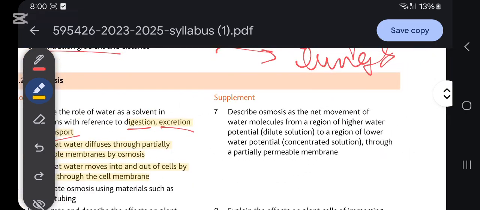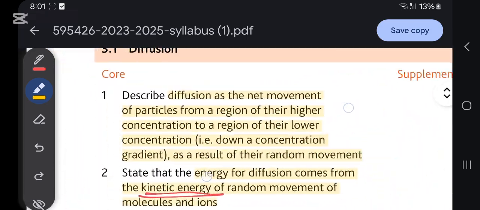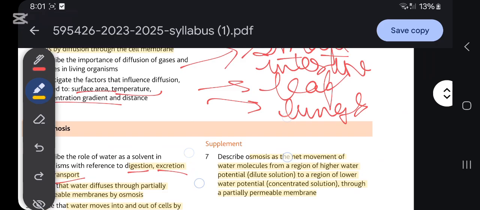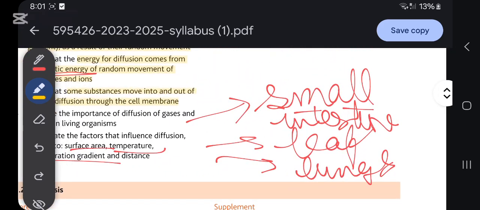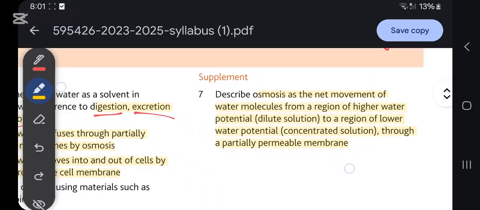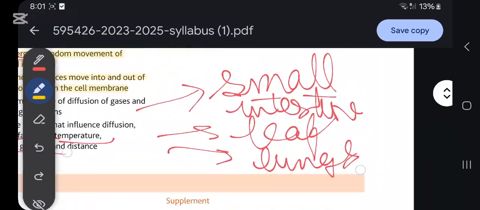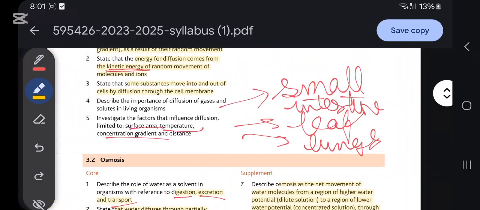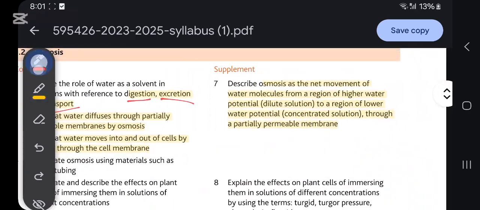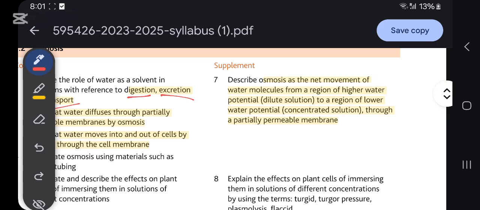What is osmosis? The definition: it is the net movement of water molecules from a region of higher water potential to a region of lower water potential through a partially permeable membrane. Remember, osmosis deals with water, whereas diffusion is just for particles, like the food particles such as glucose in the small intestine, and oxygen and carbon dioxide, which are gases. We deal with water in osmosis. Even water vapor comes under diffusion, as it moves out of the leaf by diffusion. Osmosis is about water, from a region of high water potential, remember, a dilute solution.